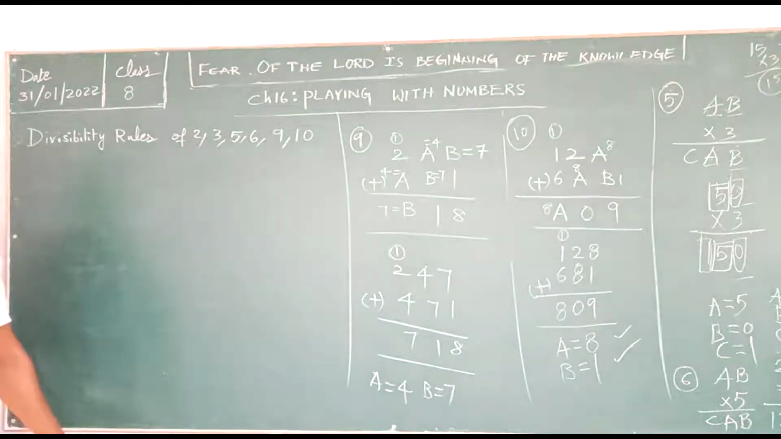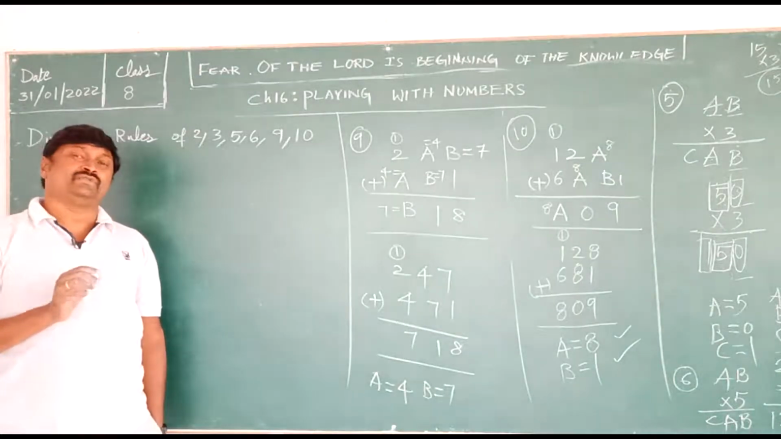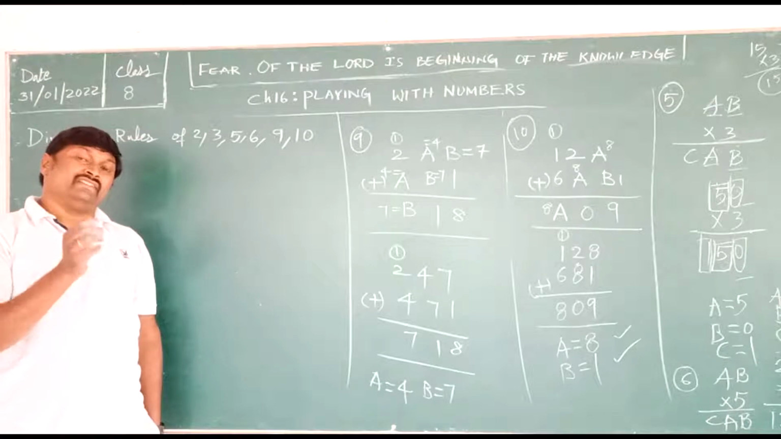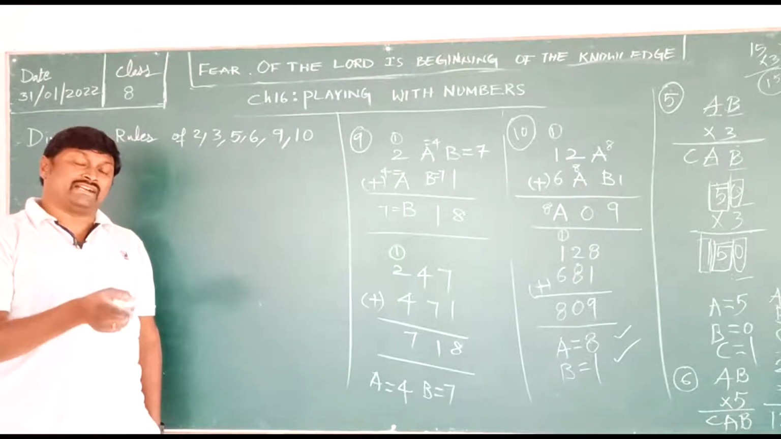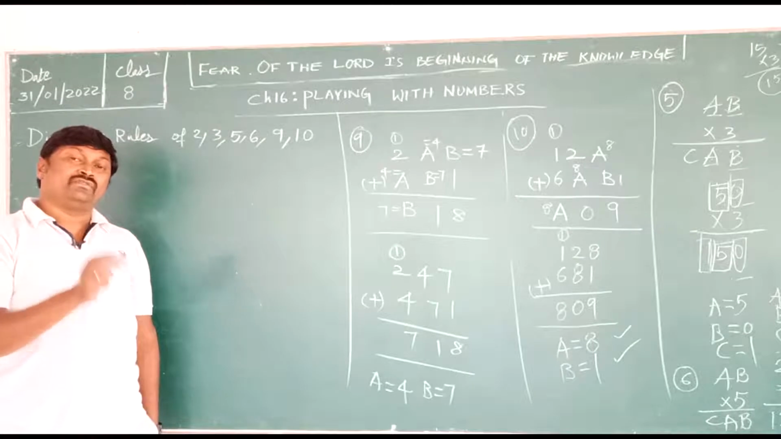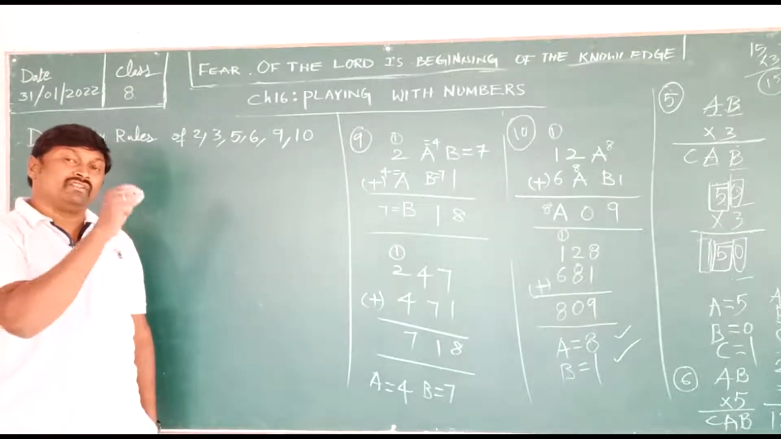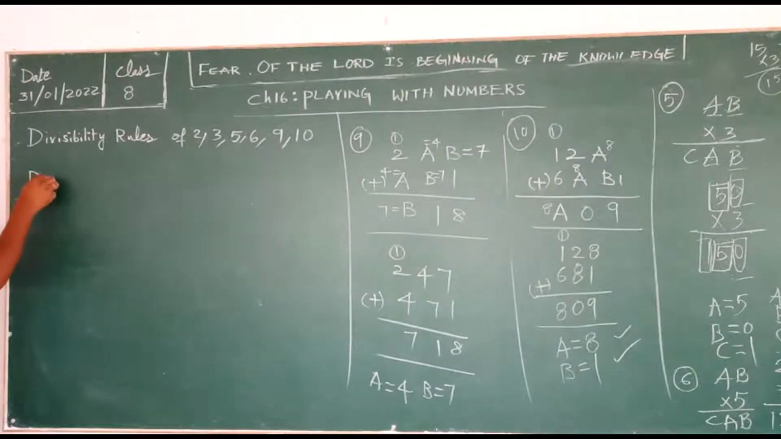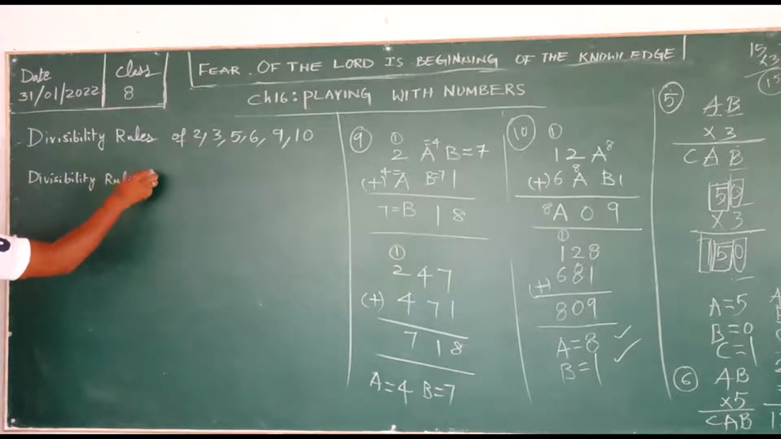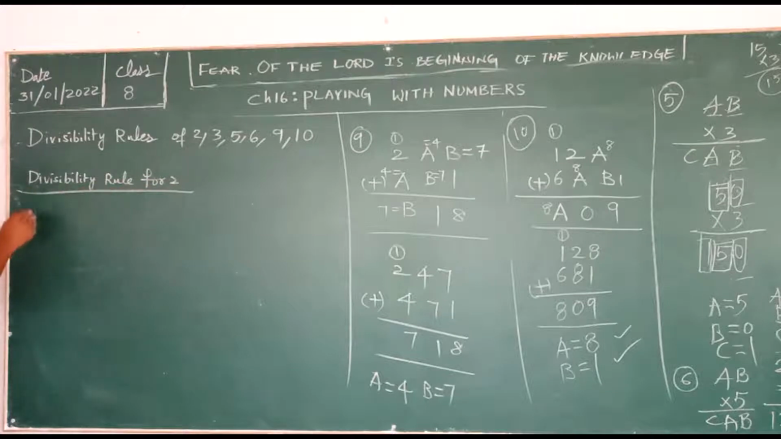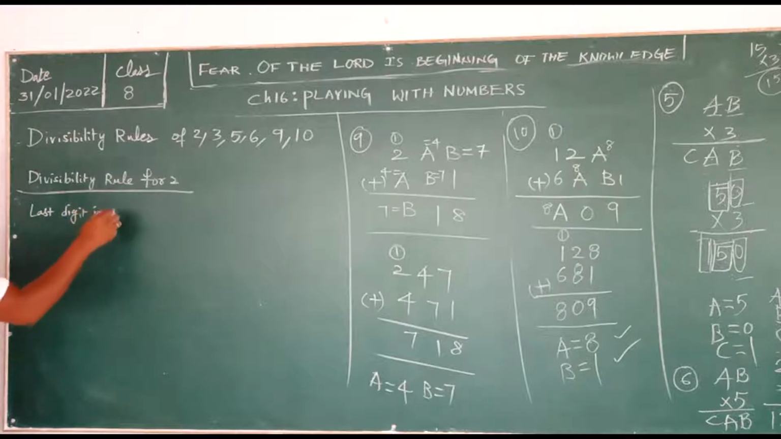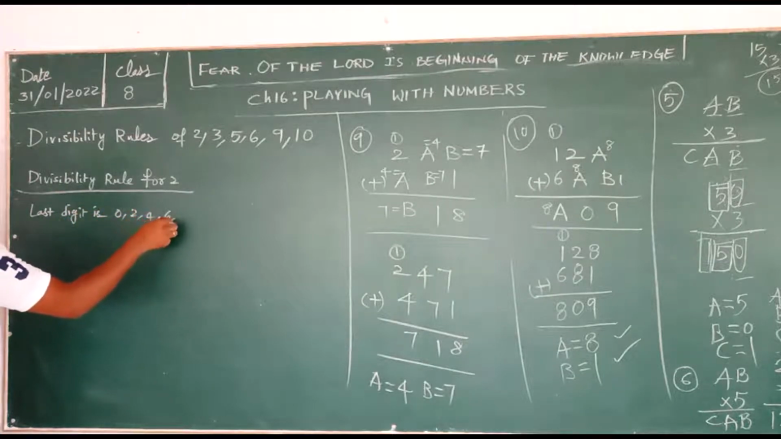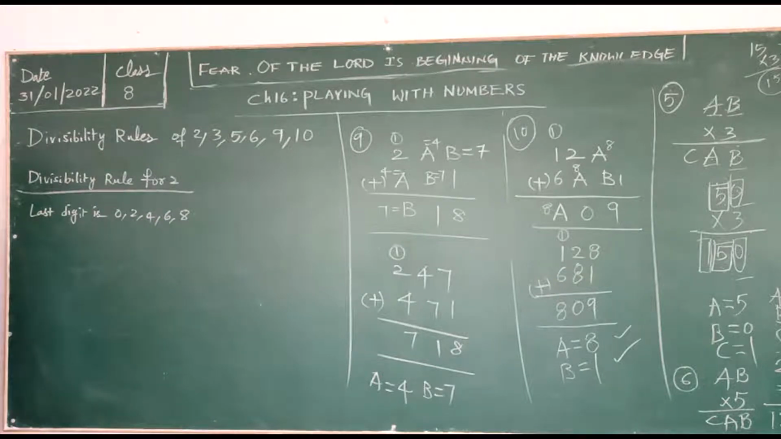Okay. So divisibility rules are very simple. If some number is given to you, you need to find whether that number is divisible by 2 or not, without solving the problem. How to tell? Observe now. What is the divisibility rule for 2? If the last digit is 0, 2, 4, 6, 8, then it is divisible by 2.